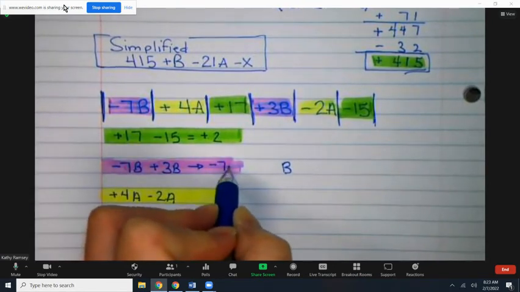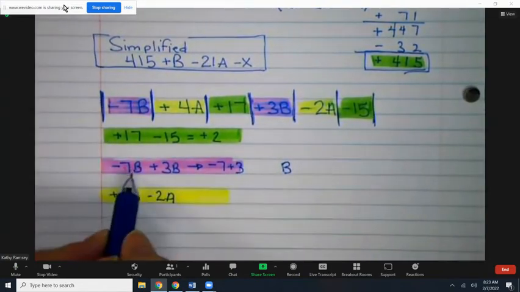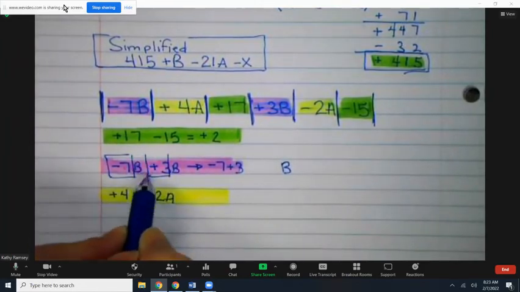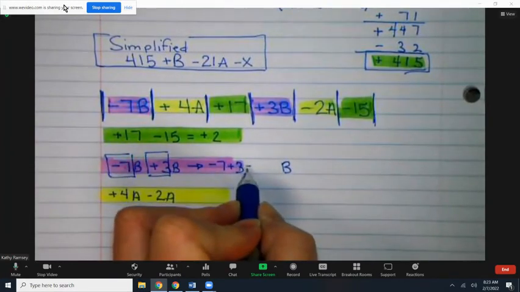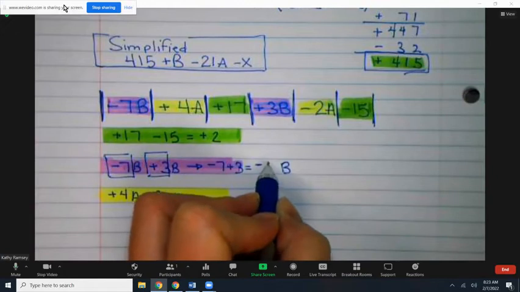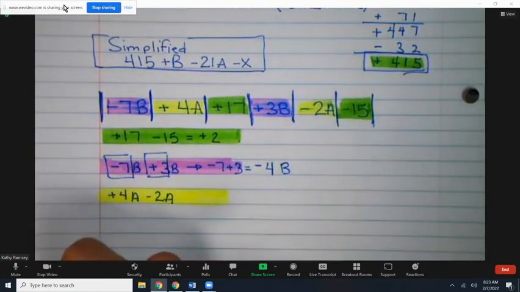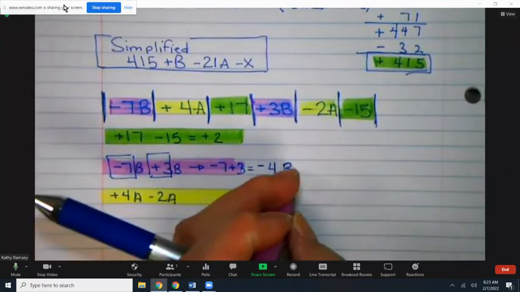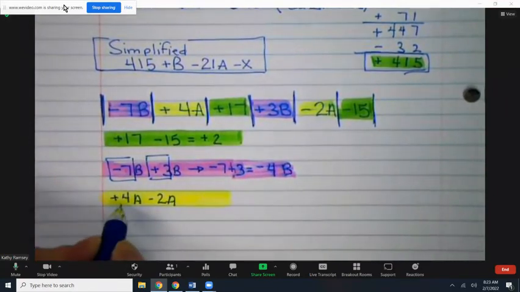Now we're going to look at negative 7 plus 3. So we're just taking the coefficient, negative 7 and positive 3. Because the 7 is larger, we're going to take the sign of the 7 and we're going to subtract. 7 minus 3 is 4. So now we have negative 4b. Okay. And I didn't highlight far enough, so I just need to go back and grab a little more color. It's all good.